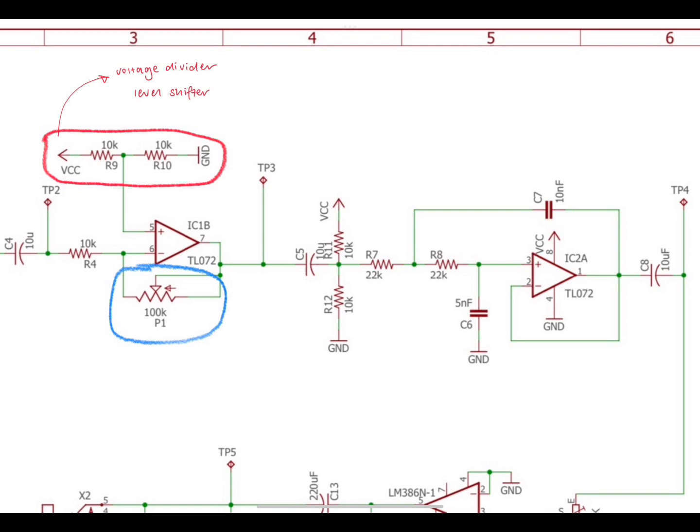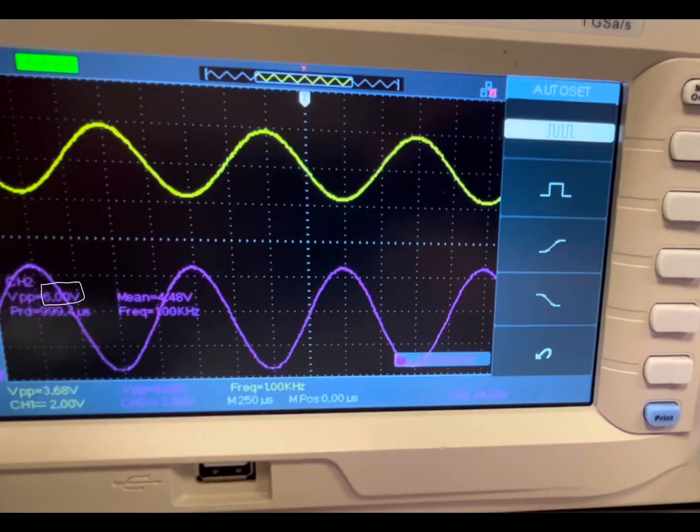Resistors 9 and 10 are voltage dividers that act as a level shifter with functions as discussed before in stage 1. To set up stage 2, we will place oscilloscope probes in both TP2 and TP3 and leave the power supply and function generator untouched. There, we can get an output voltage of 6 volts.